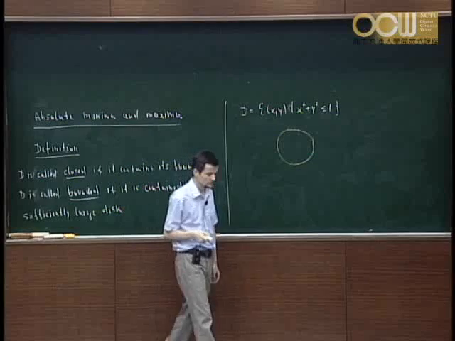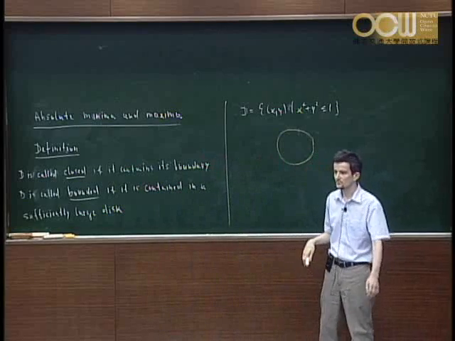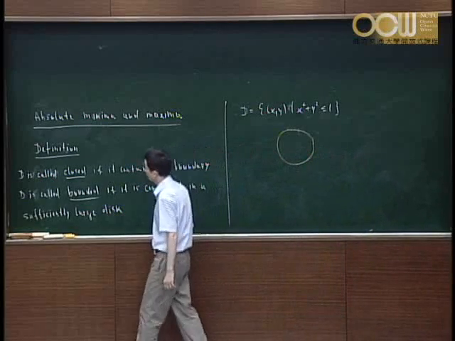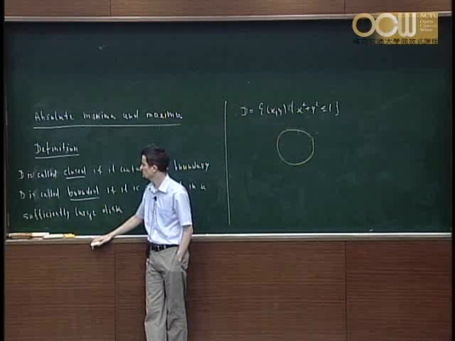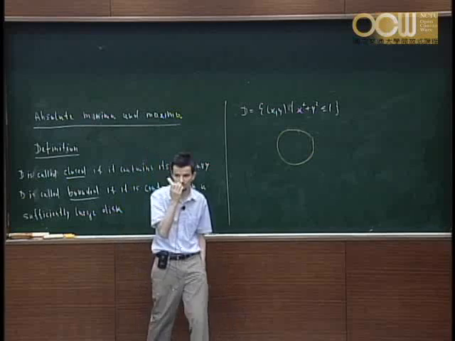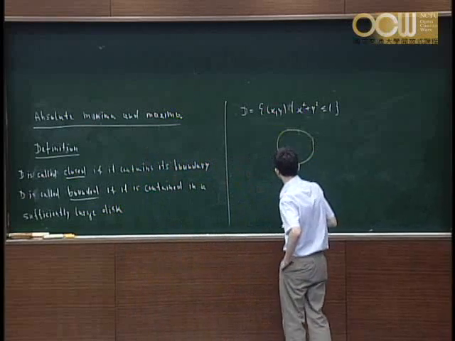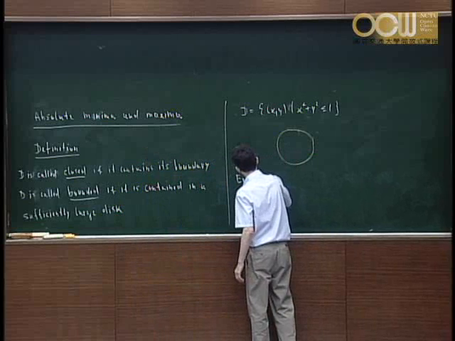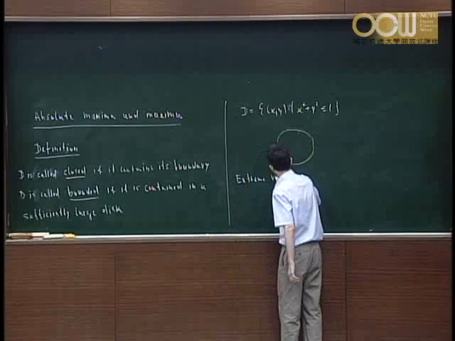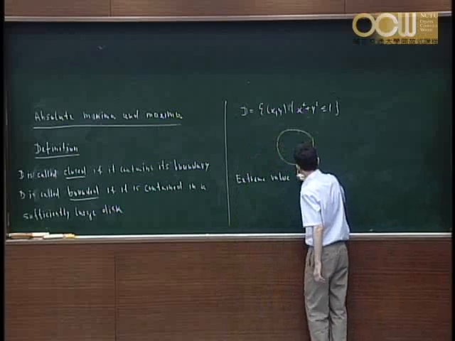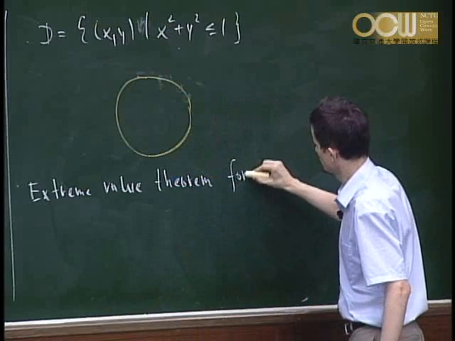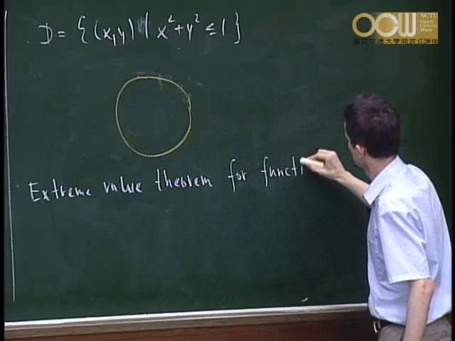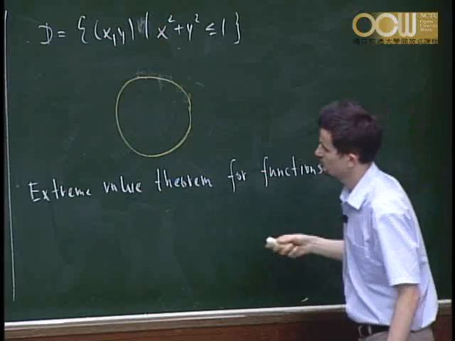They kind of replace the closed intervals. So if you have a function which is continuous on a set which is closed and bounded, then it can be proved that such a function must have an absolute maximum and an absolute minimum. So this is the extreme value theorem for functions of two variables.